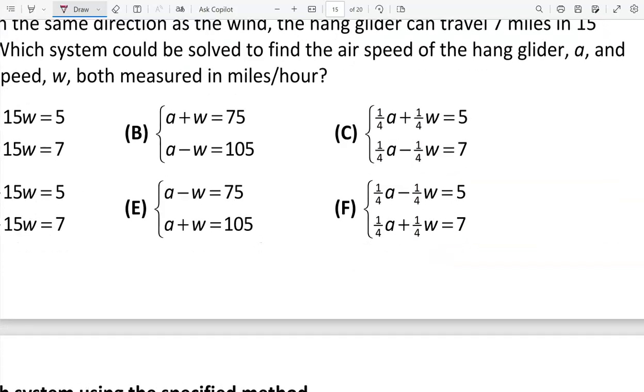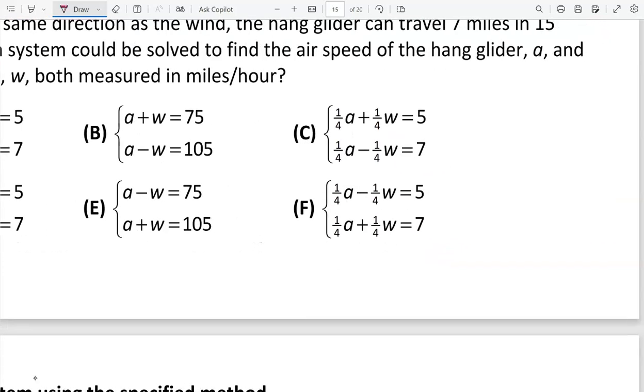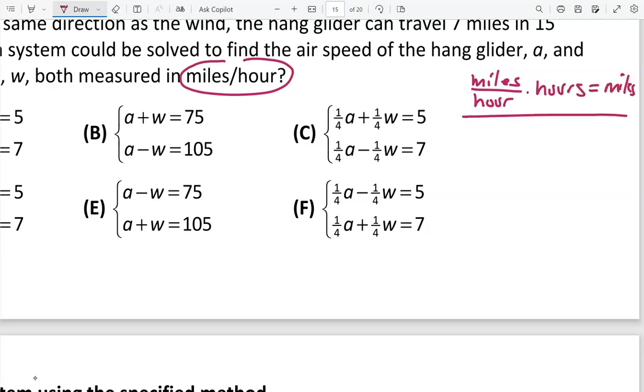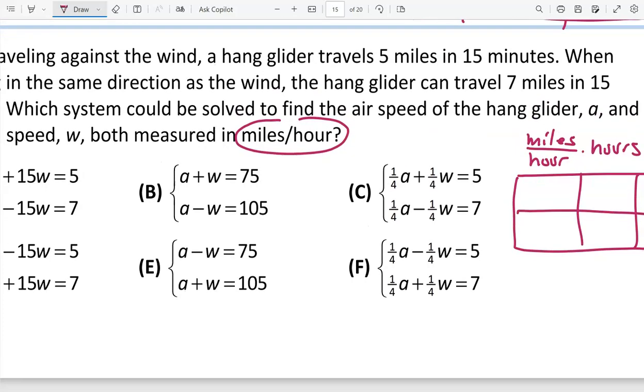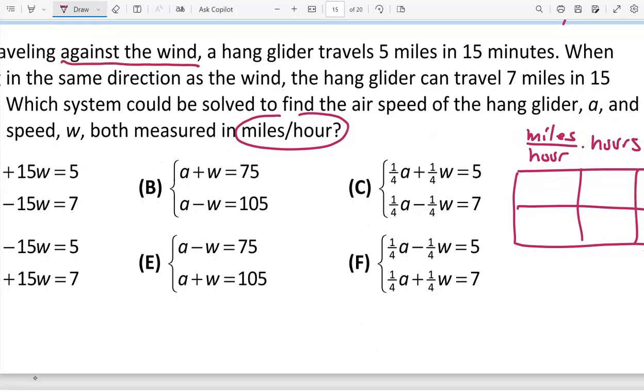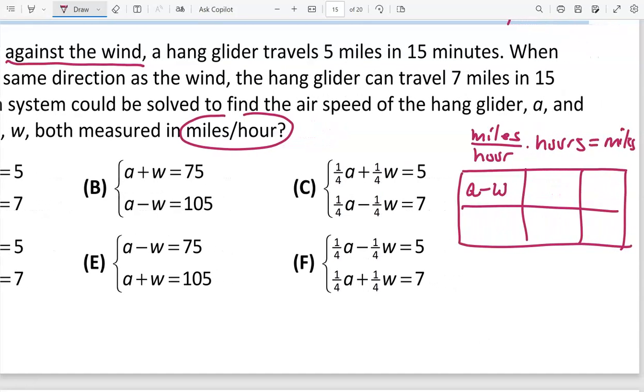So it's probably easiest if we set up a table, and the airspeed and wind speed are rates which are measured in miles per hour. So miles per hour times number of hours is equal to miles. And for the first trip, where we're traveling against the wind, the rate would be the airspeed minus the wind speed, because the wind speed subtracts from the rate. And for that trip, the hang glider travels 5 miles in 15 minutes. 15 minutes is 1/4 of an hour.